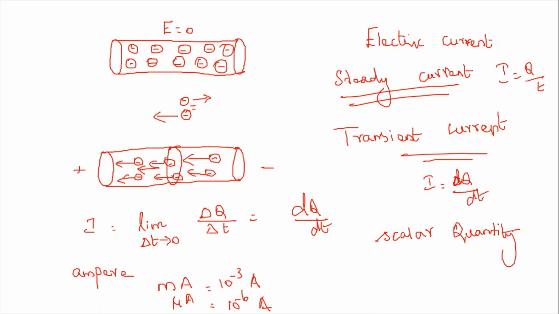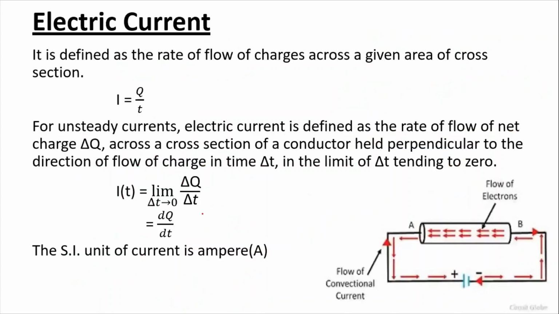And there are so many laws and rules to find the current in a particular network. But you cannot do any vector addition here. So electric current is a scalar quantity. I is used to represent current. Now let's see the typed format of this. The definitions are given. Please pause the video and take notes and continue with the next part.